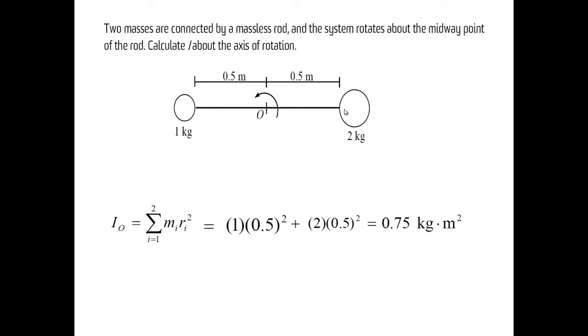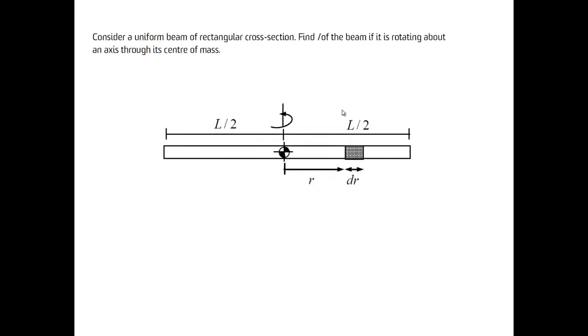Now consider how you would find the mass moment of inertia for a continuous body. Consider a uniform beam of rectangular cross-section. Find the moment of inertia of the beam if it is rotating about an axis through its center of mass. We no longer have discrete point masses, but mass is distributed throughout the body.